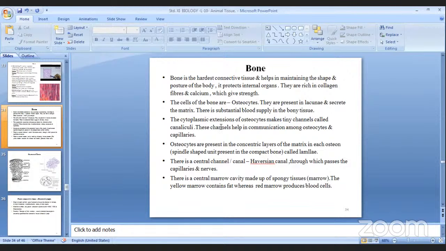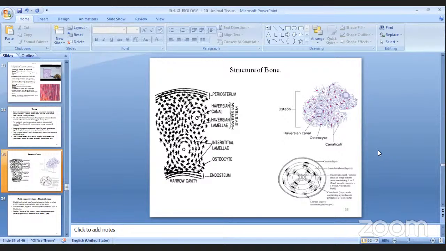The cytoplasmic extensions of osteocytes make tiny channels called canaliculi. See here in this diagram, you can see. See here, this is the periosteum. Okay, periosteum, this one. Clear? Now these circles you can see, these are known as the lamellae. Okay, concentric rings are formed. In between you find this circle, this is the Haversian canal.